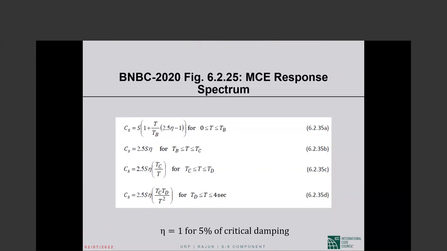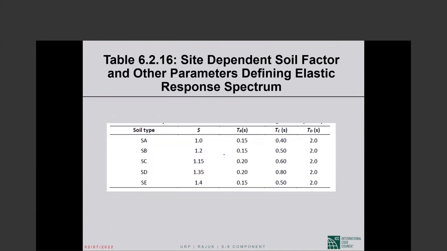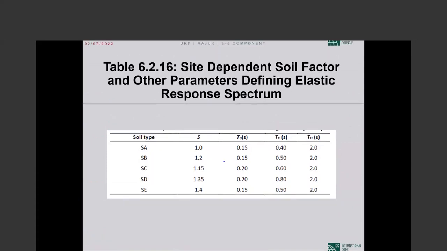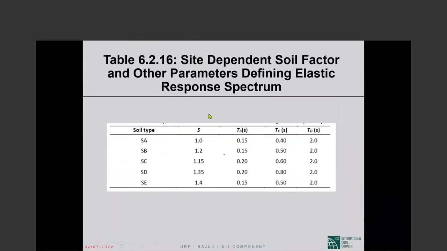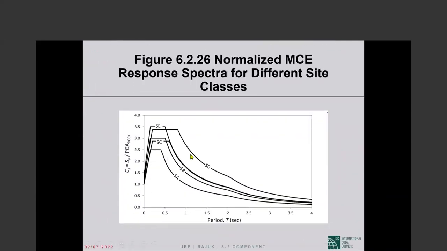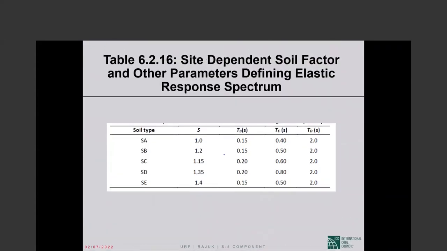You have seen these equations defining the BNBC spectra. You have seen this table that gives us specific values for the numbers we need to plug in here. The S value, T sub B is what, T sub C is what. So with those equations and the table, we can construct the BNBC spectra that you saw a minute or two ago. Okay, I hope you are following me.